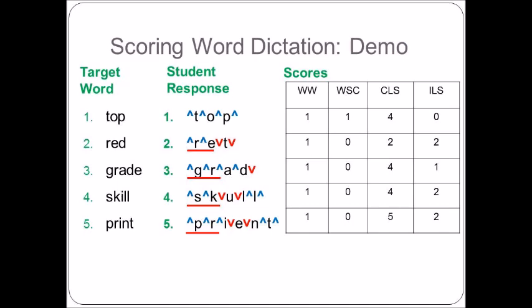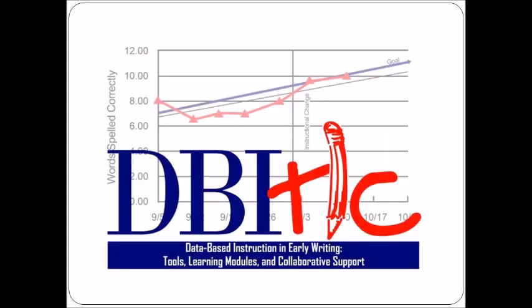Now we can add up the totals for each scoring procedure. We see that our student has 5 words written, 1 word spelled correctly, 19 correct letter sequences, and 7 incorrect letter sequences. We hope you found this video on how to score word dictation probes helpful. Be sure to check out our other videos on how to score picture word and story prompt probes.